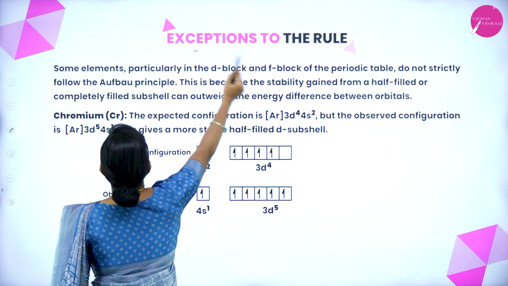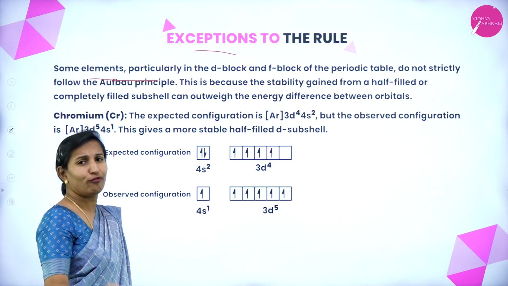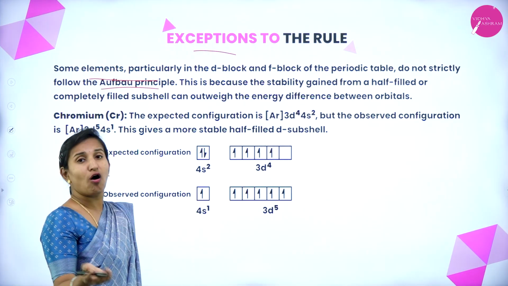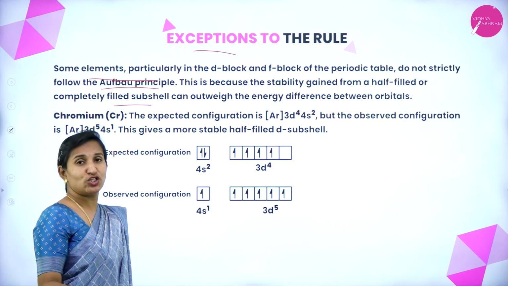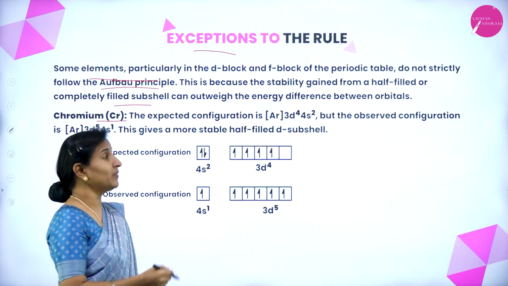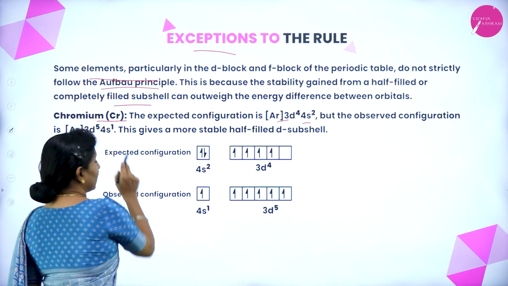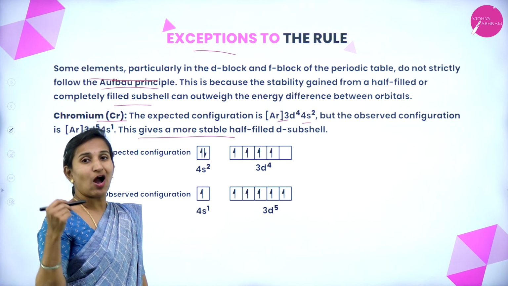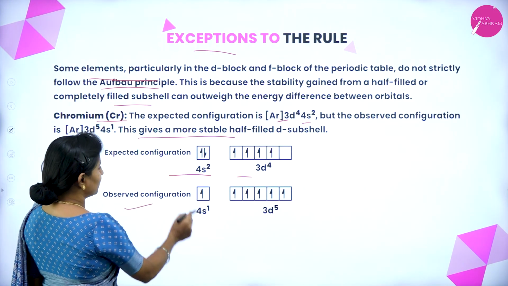Exception to the rule, some elements, particularly in the d orbital and f orbital in the periodic table, do not strictly follow the Aufbau principle. This is because stability gained from a half-filled or completely filled subshell can outweigh the energy difference between the orbitals. That is chromium, the expected configuration argon 3d4, 4s2, but the observed configuration is argon 3d5, 4s1. This gives more stability to the half-filled subshell. Expected configuration, this is the observed configuration.